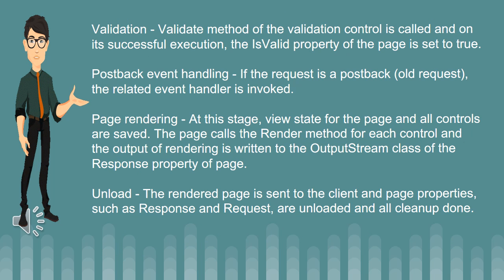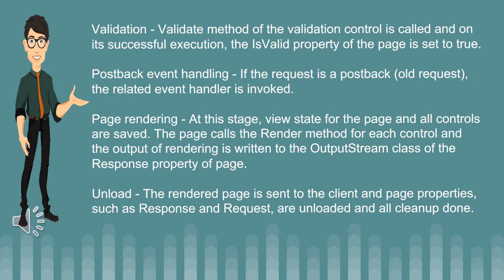Validation. The Validate method of the validation control is called and on its successful execution, the isValid property of the page is set to true. Postback event handling. If the request is a postback, old request, the related event handler is invoked.